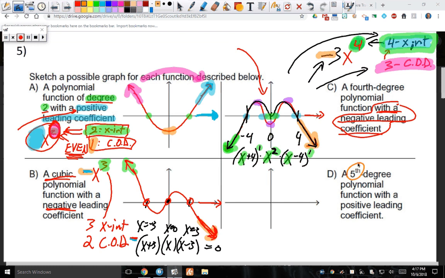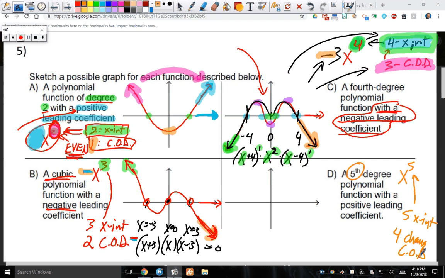We have a 5th degree polynomial. It's like x to the 5th of some kind, with a positive leading coefficient, so I don't have to put a positive, it's just understood as positive. And that's it. So let's go ahead and begin. We have a possibility of 5 x-intercepts. Okay, again, it can be less because they can be imaginary, and I'll show you that here in just a bit. And then we could have 4 changes of direction, so COD, as I've been using.